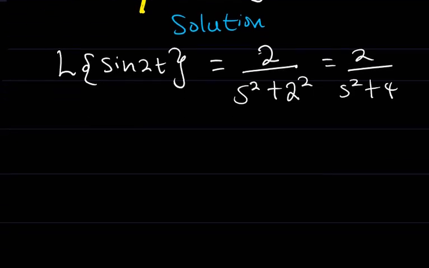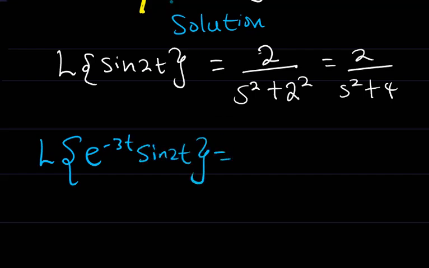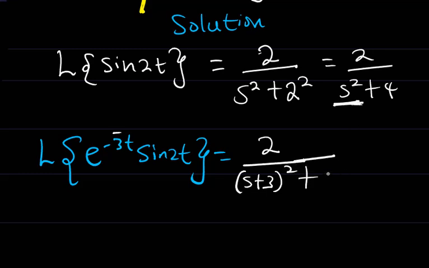So invariably, for us to perform the Laplace transform of the shift, that is exponent of minus 3t of the sine 2t, this is going to be equal to 2 all over, any place I see s, I'm going to have s plus 3, so that's going to be s plus 3 square. So I'm replacing that by s plus 3 square, then plus 4.